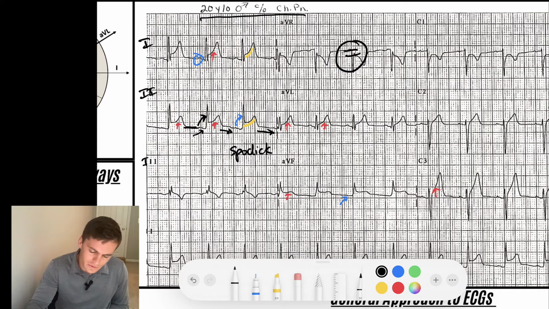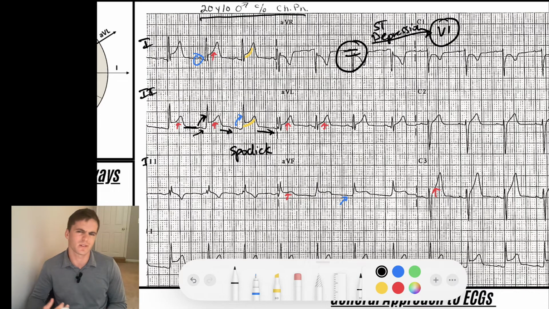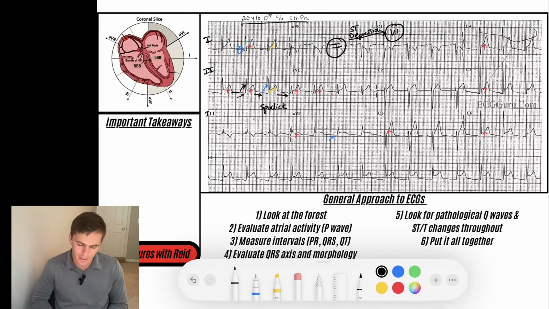Sometimes, interestingly, you can see ST depression in V1. Not always, but usually ST depression mainly in AVR, but sometimes you can see it in V1 too. So that is our first example of pericarditis.